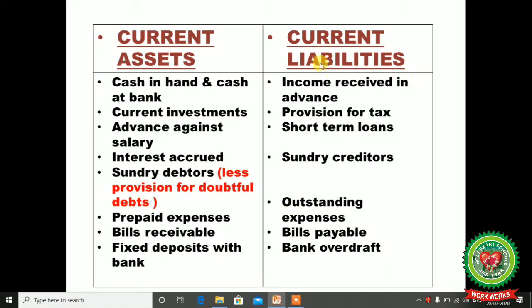Now it's time for current liabilities. Income received in advance, provision for tax, short-term loans, sundry creditors, outstanding expenses, bills payable, bank overdraft.